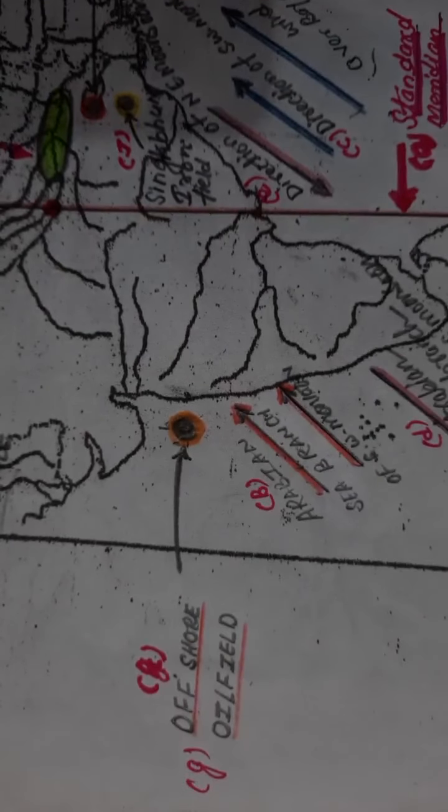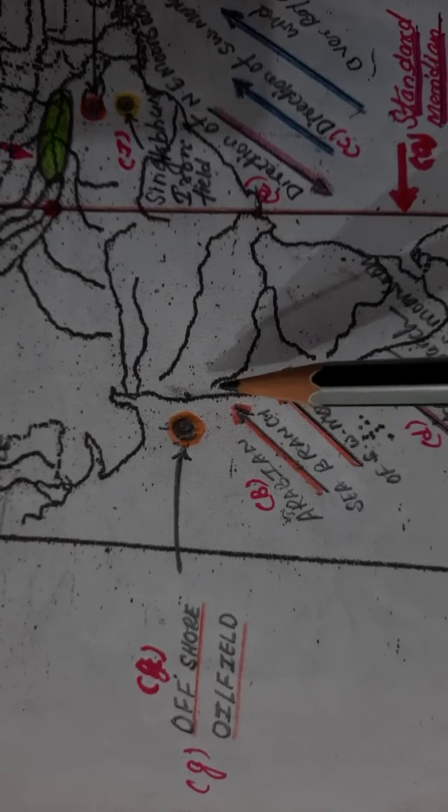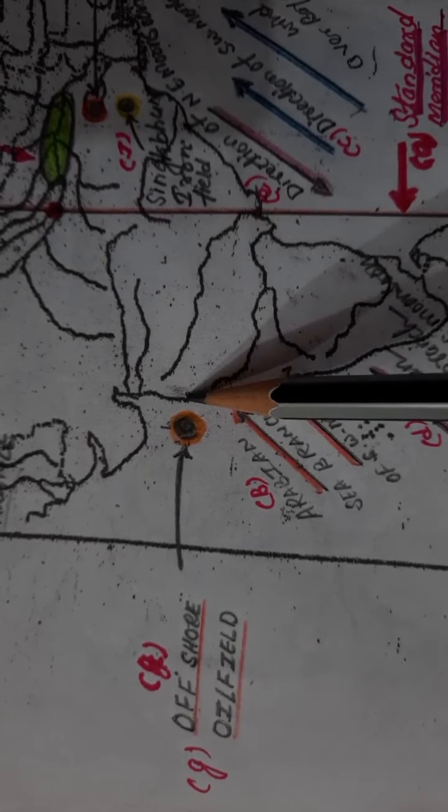Now one more question related to this part, that is the offshore oil field. Mark and name one area of offshore oil field. So this is Mumbai.